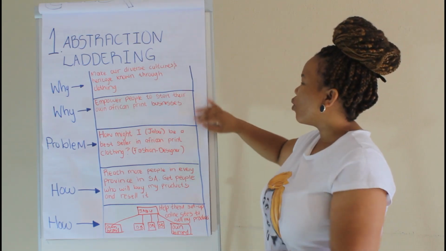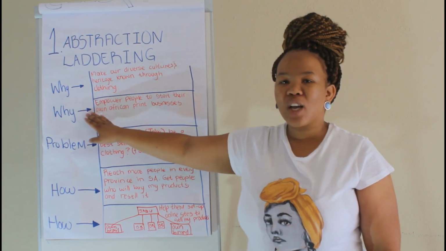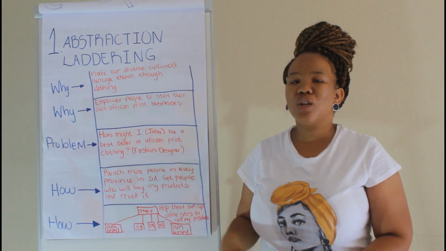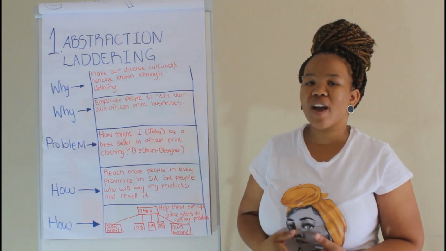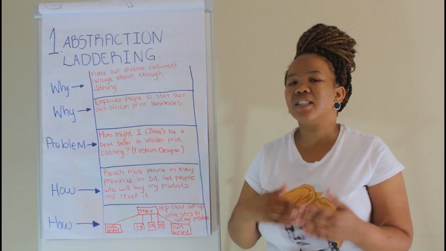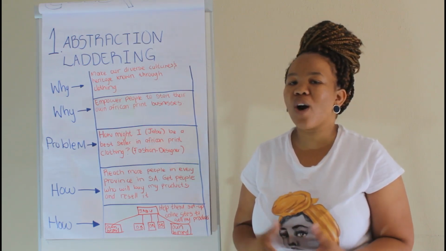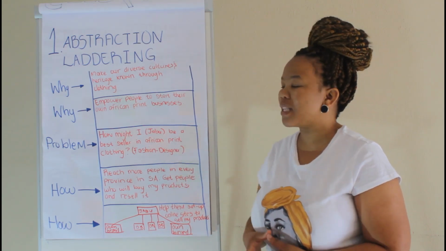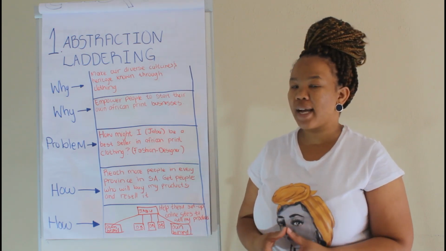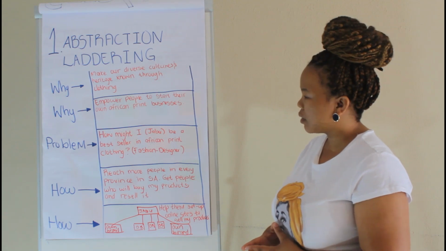The further up you go this letter, you ask the first why. Why do I want to solve this problem? Then you ask the second why. Why do I really want to solve this problem? And the reason why you have 2 whys is because you want to get the deeper meaning behind the reason why Jabu would want to become a bestseller in African design clothing, and you also want to get the bigger picture behind it. So let's see how Jabu does it.